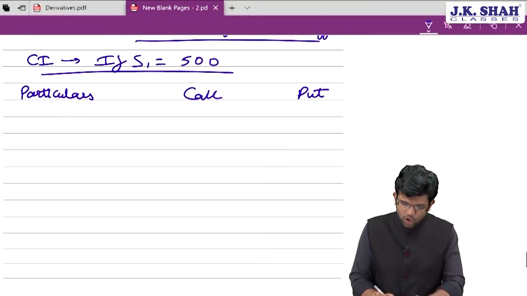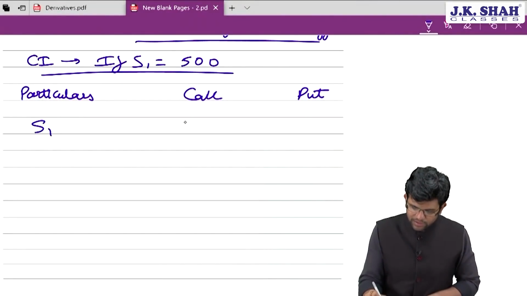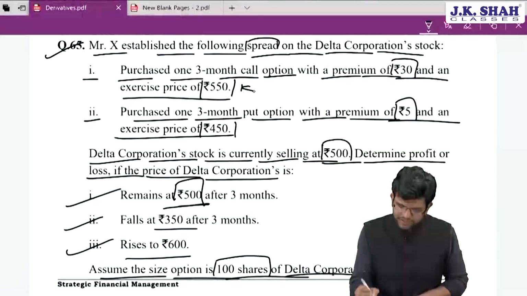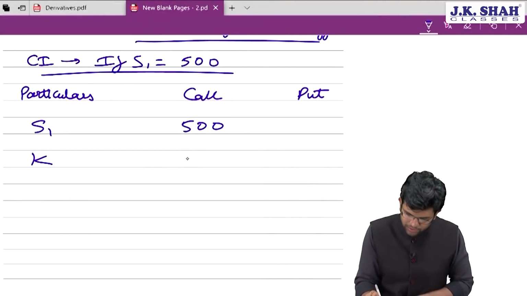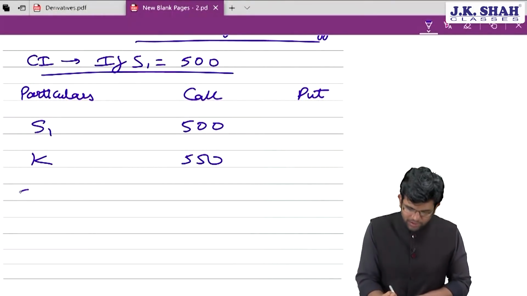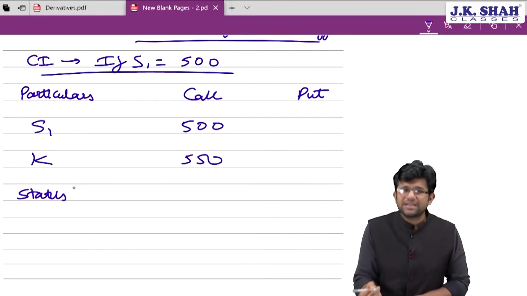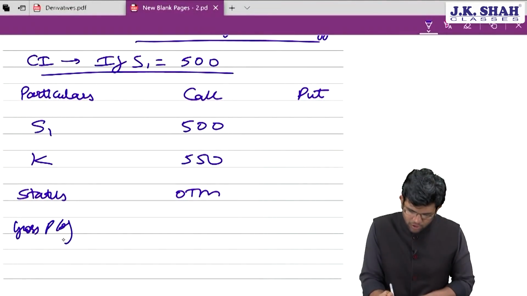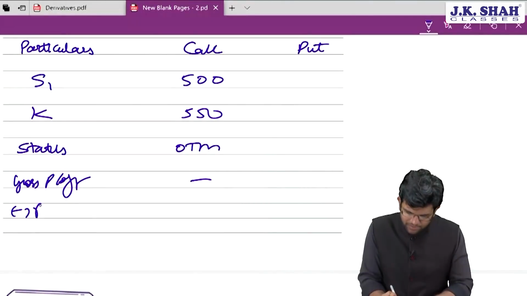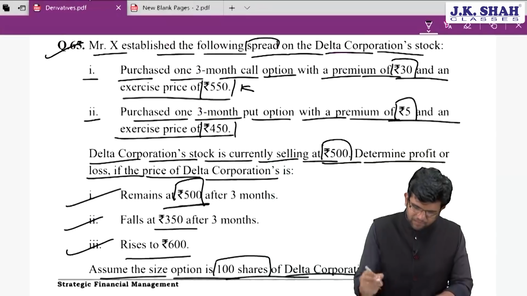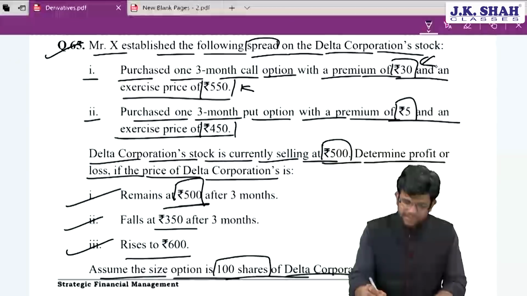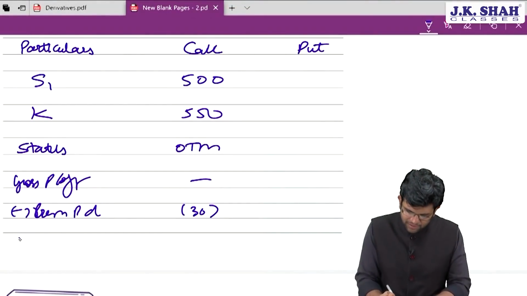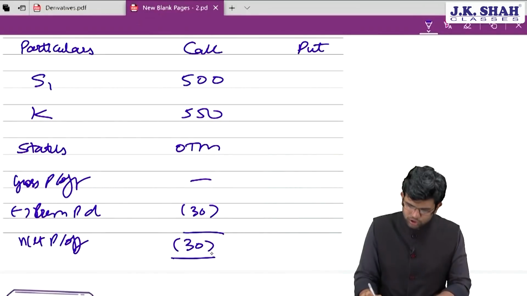Let us first knock off the call. Students, what is S1? S1 is 500. What is K for the call? The K, can you see, is 550. So I'll write down here 550. Tell me, what is the option status? S1 is less than K. It is out of money option. What is the gross payoff? 0. How much premium you have paid? Students, premium paid for the call option given to you is 30. So I pay 30 and therefore my net payoff, students, will be negative 30. That is a loss of 30, correct?